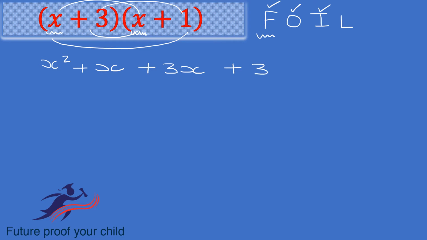Then all I need to do is neaten it up. So we have our x squared and two like terms, positive x plus 3x. Now remember that positive x is actually positive 1x. So it's positive 1x plus 3x is positive 4x. And then you just have your plus 3.